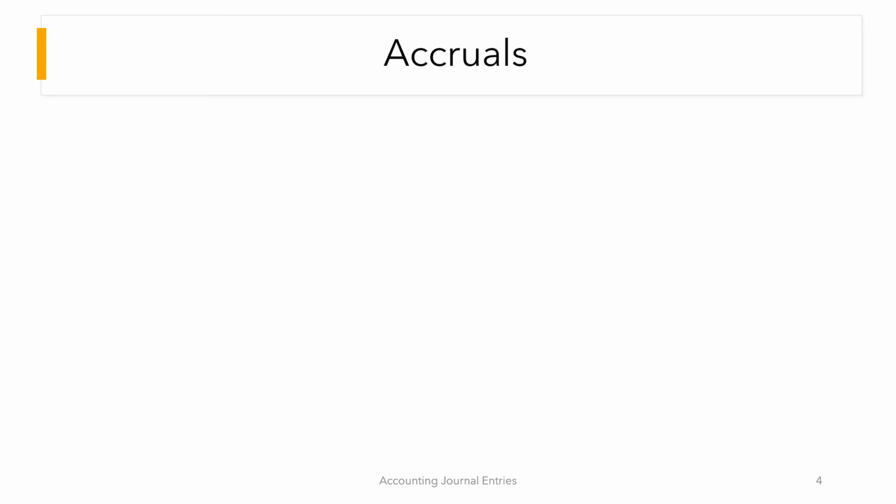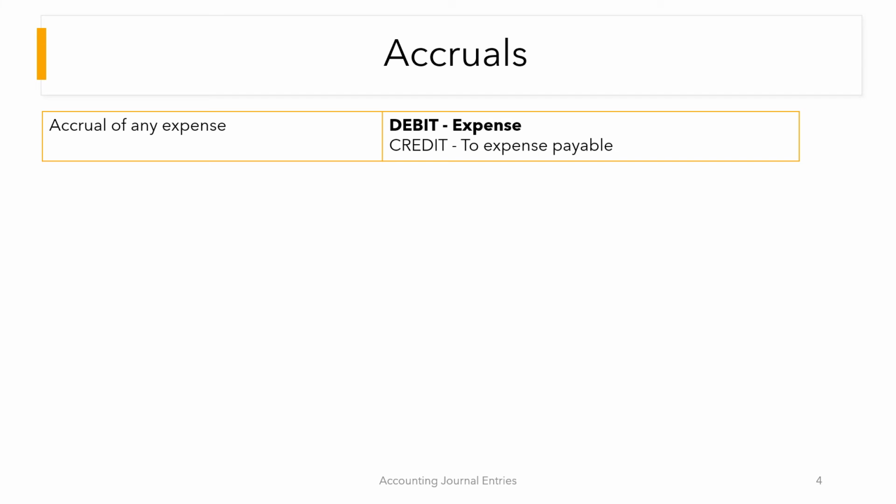Let us look at the accounting entries for accruals. For accrual of any expense, debit expense and credit would be to expense payable. If you take the example of salary expense as an expense, you'll have to debit salary expense and credit will be to salary payable. If you take the example of fuel as an expense, the entry would be debit fuel expense, credit to fuel expense payable.